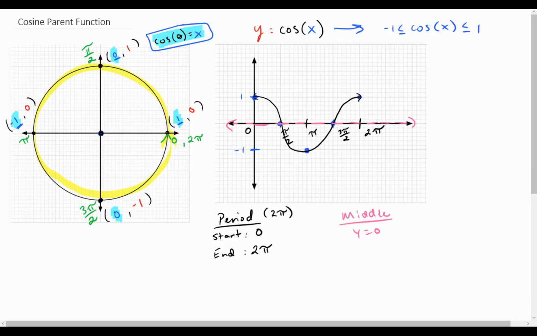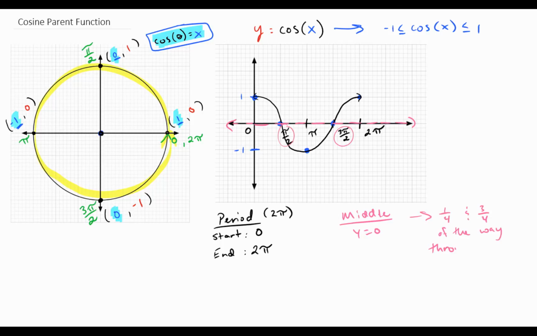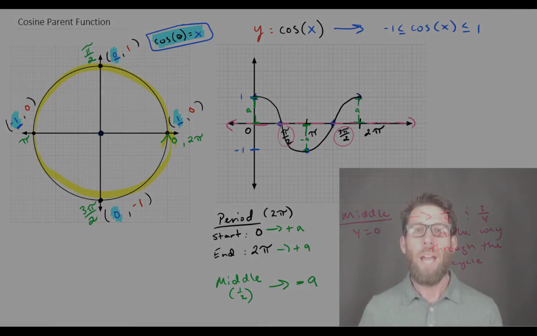But in this case, we hit the middle at different moments. We actually hit the middle at our 1/4 and 3/4 marks. In addition, we also hit 1 amplitude above and 1 amplitude below at different moments as well. In this case, the amplitude is still 1, but we hit 1 amplitude above at the start and the end. And then we hit 1 amplitude below at the middle or halfway point. And that's pretty much it.